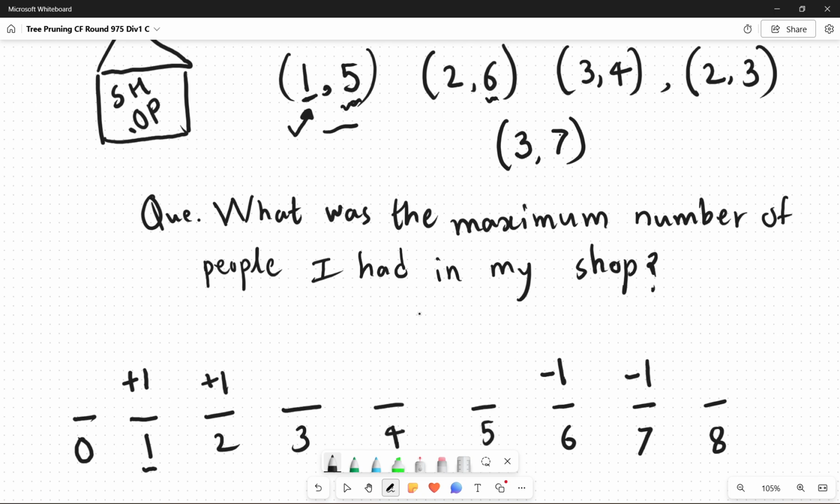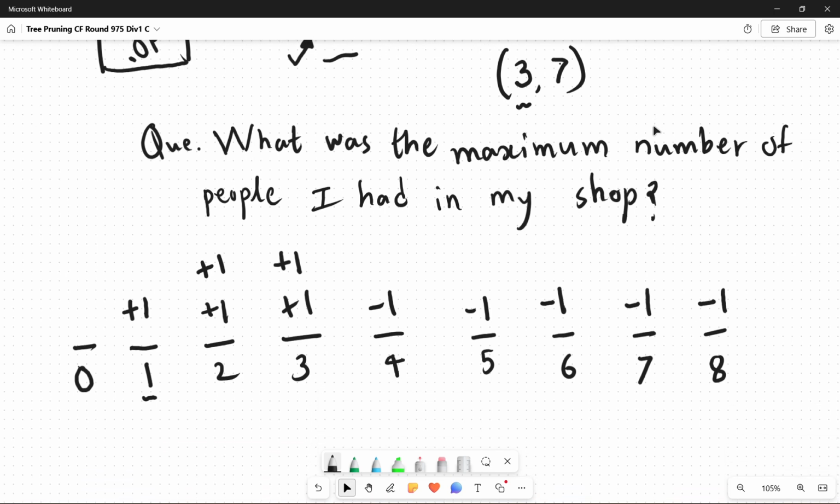So minus 1. Again, I had a customer at 3, so plus 1 at 3, and I lost him at 5, so minus 1 at 5. One more customer at 2, so plus 1, and she left my shop at the 4th second, so it is minus 1. And again there was a customer coming in at the 3rd second and he left the shop at the 8th second.